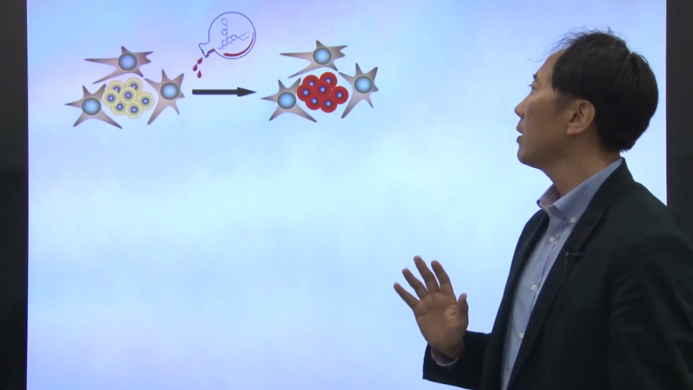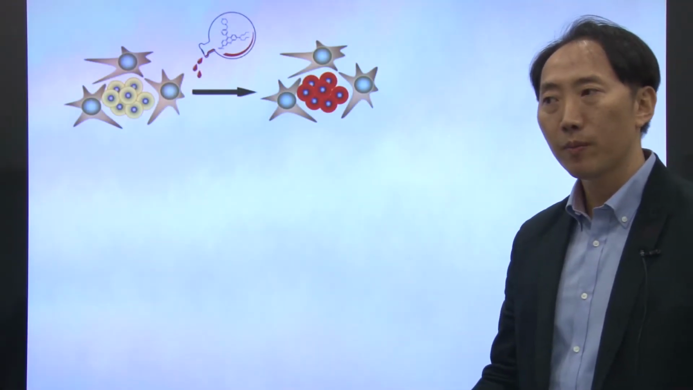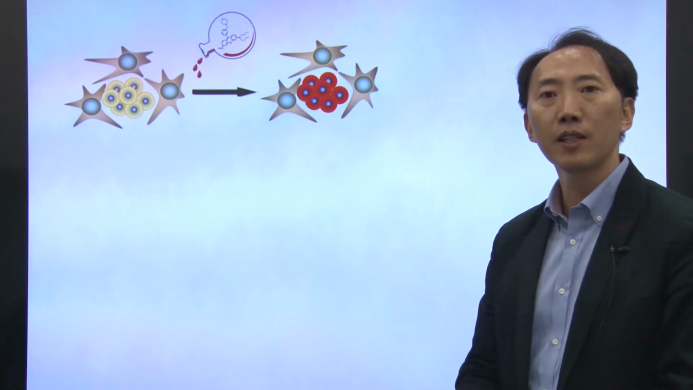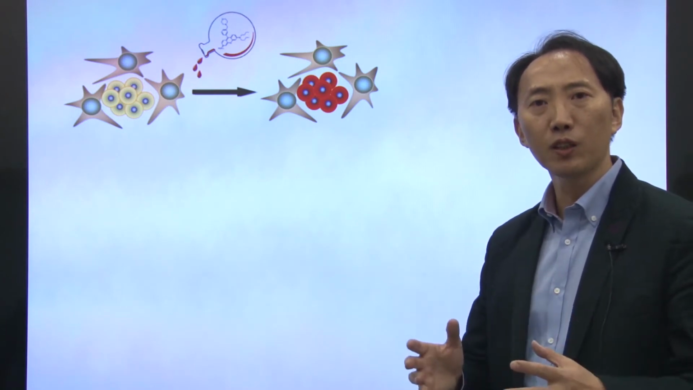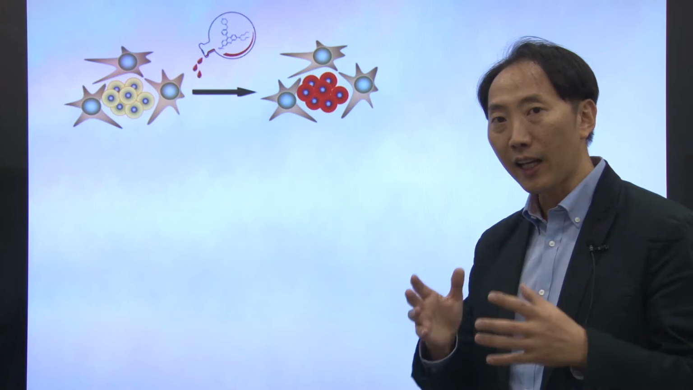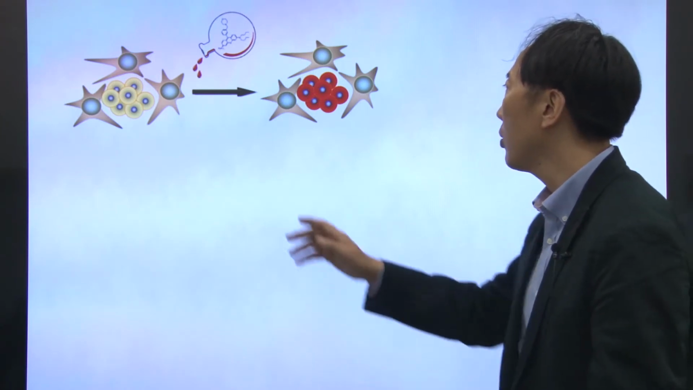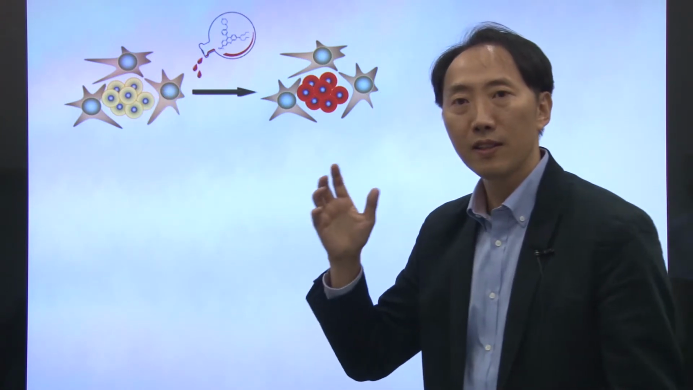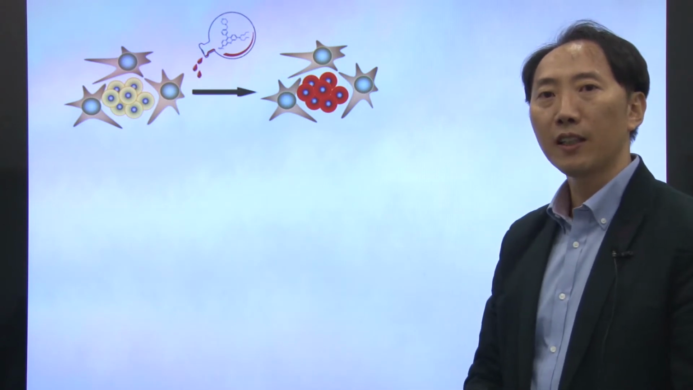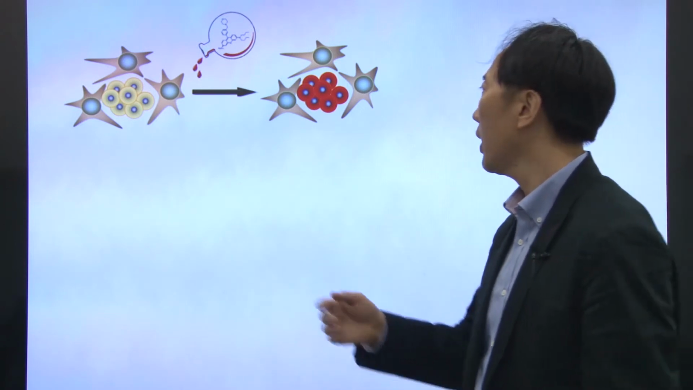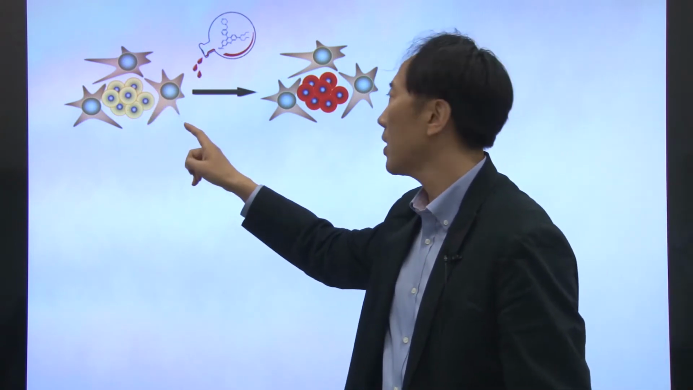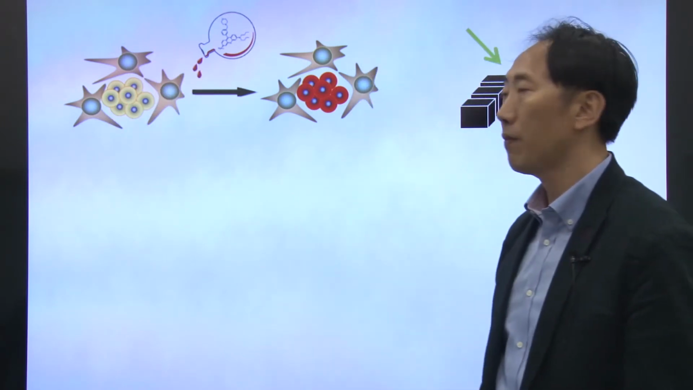Now, if this approach is applied to cells, a cell is a much more complicated system, so it's very difficult to define the target molecule. But if you use the cell itself for phenotypic screening, then we can still do something. Here, these are the stem cells, and these are helping cells, so-called feeder cells.